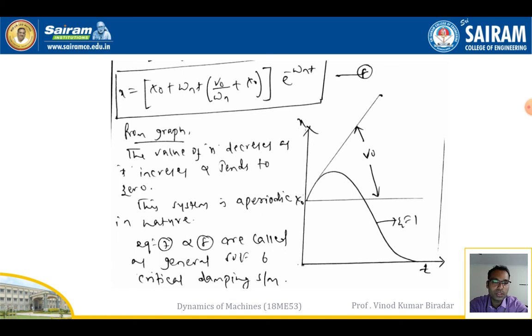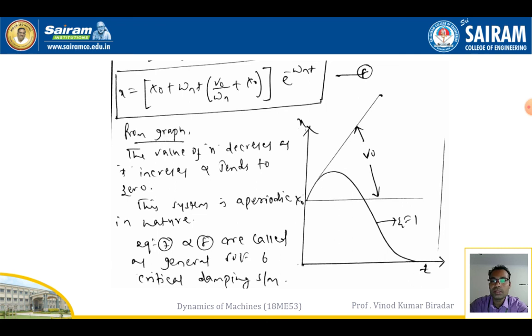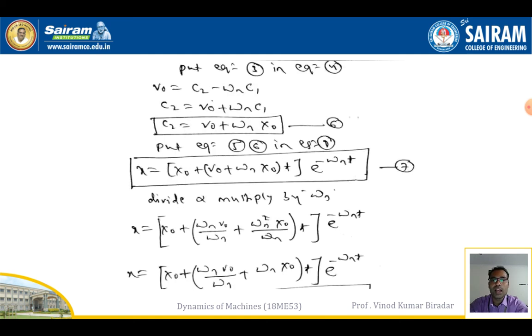So just observe the diagram here. The initial value, that is x, goes on decreasing with respect to time, and finally reaches 0, that is the y axis. Okay, therefore the system is aperiodic in nature. Therefore equations 7 and 8 are called the general solution of the critical damped system. So while solving the problem, equation number 7 you can also take in terms of velocity, and equation number 8 is also a general solution for the critical damped system. Okay, so up to now we have to write in the examination. Okay, I hope you understand that.